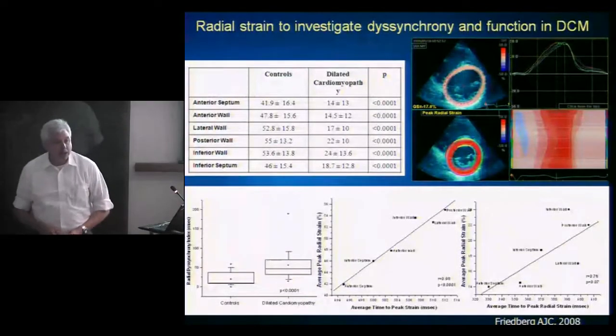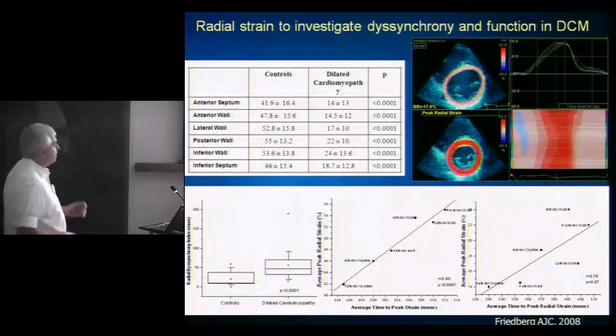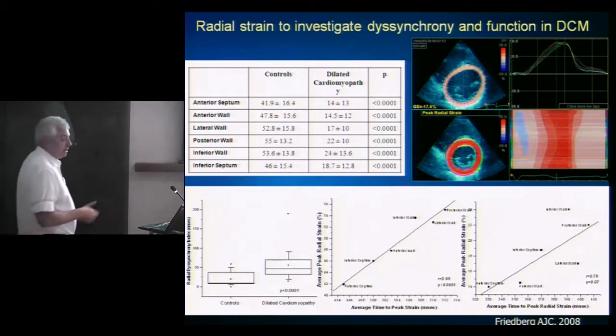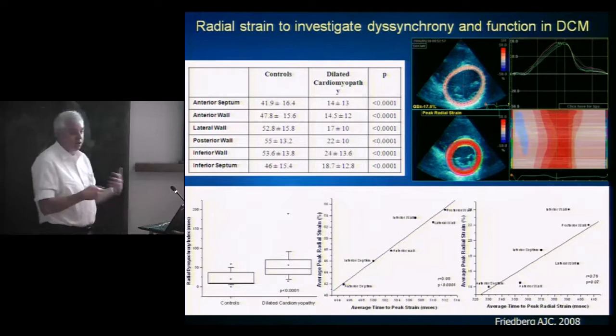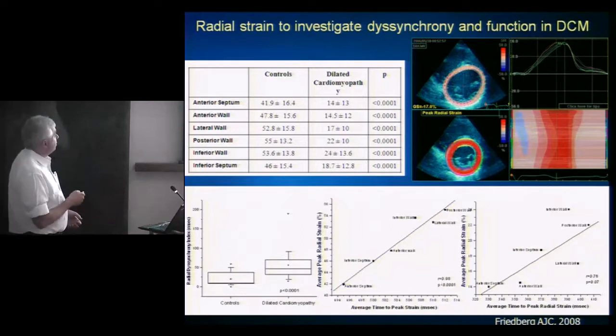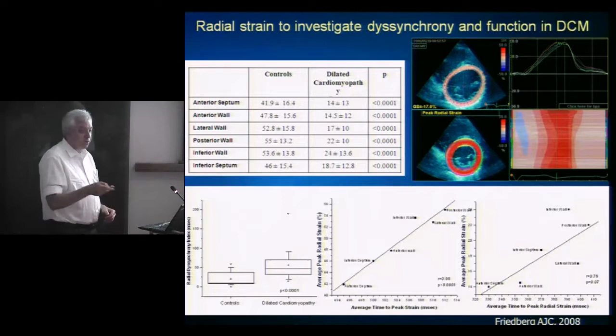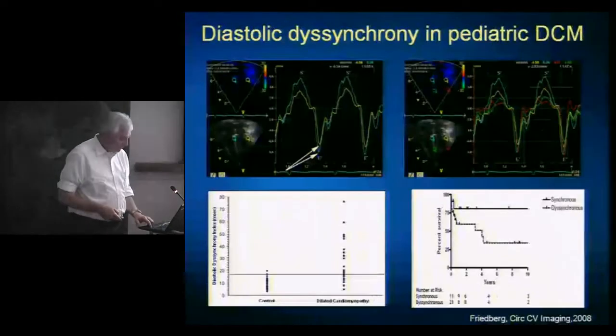I've studied radial strain and other strains to show that there's a link between the amount of strain that the heart can generate in each segment, and it connects to the timing of the generation of that strain in each segment. And this links the synchrony to the actual function. You can see that strain, radial strain, and you can do this on longitudinal strain as well, is markedly decreased in dilated cardiomyopathy, but there's still a link with the time of development of that strain.